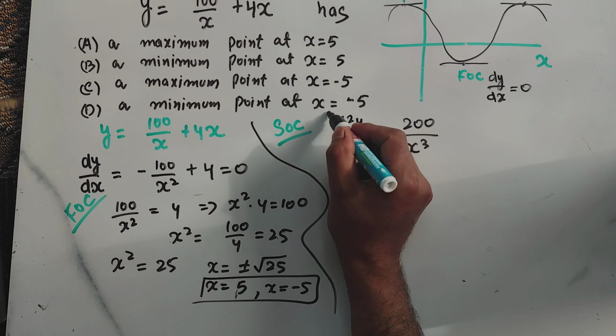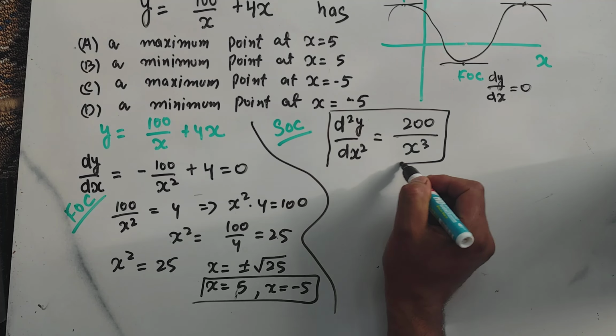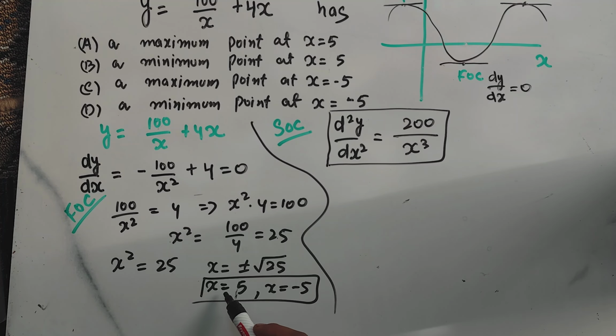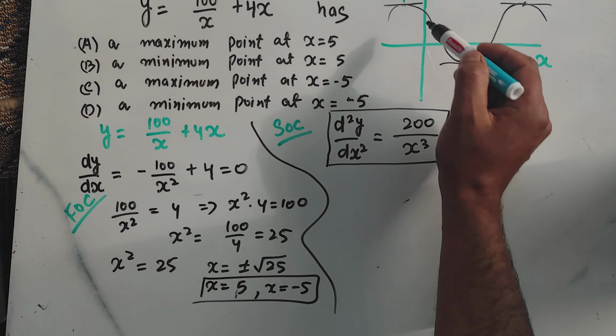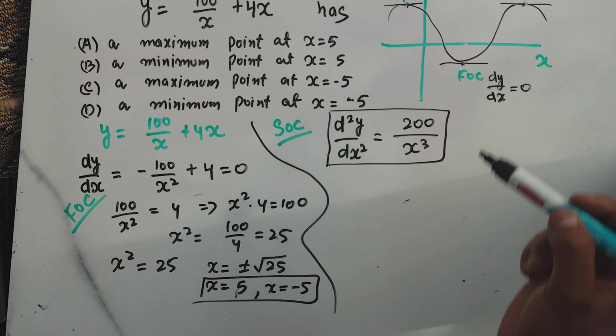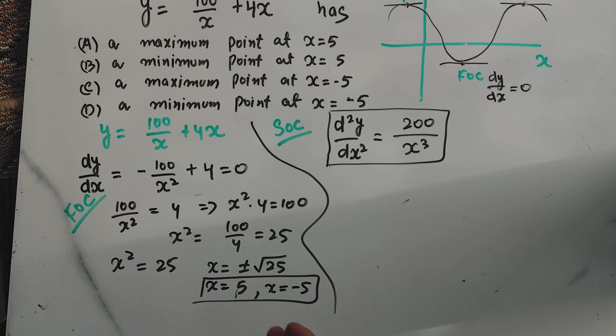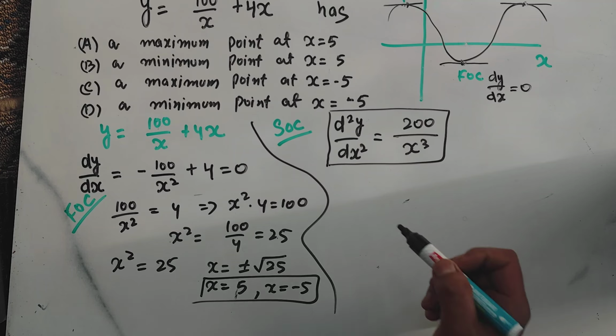Now we need to check the second derivative at the critical points that we got, the points where x is equal to 5, x is equal to negative 5. These points are the points where slope is equal to 0. Now we need to find out which among these is the minimum point or maximum point. So what we do, we plug.